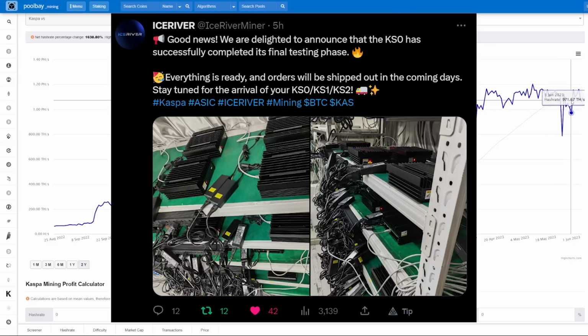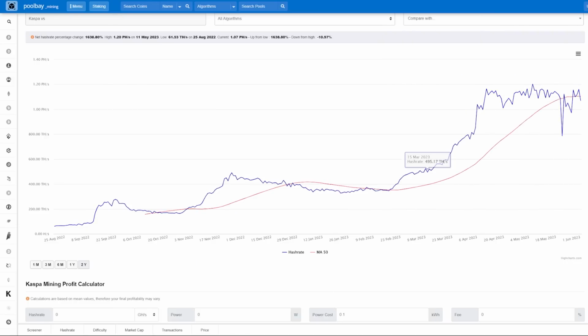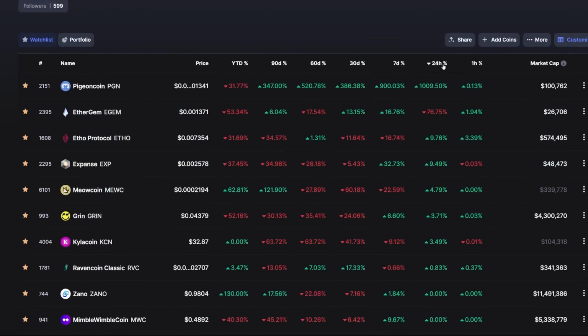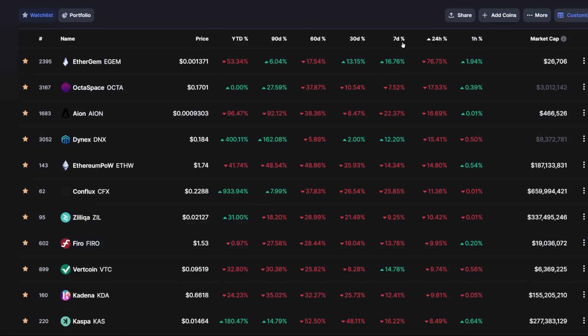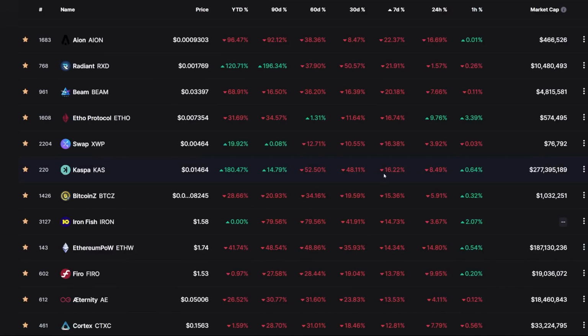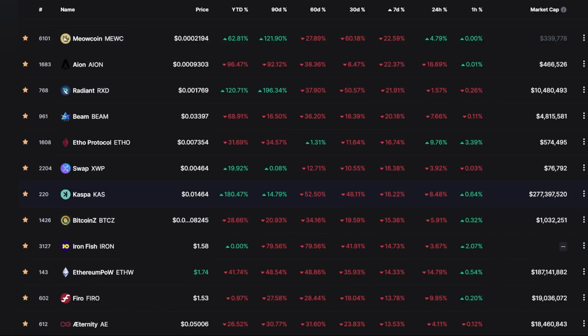And now it looks like people are getting them after a couple of days, a week or so. But it looks like the hash rate has gone down again, so I'm not quite sure what's happening here. Maybe that's due to the price of Kaspa fluctuating as well. In the past 24 hours it's down 8%. Over 7 days, Kaspa is down 16%. 30 days, it's down 48%. And 60 days, it's down 52%.